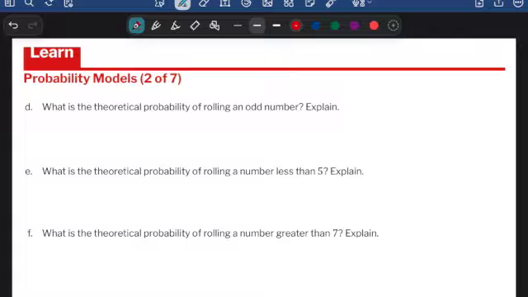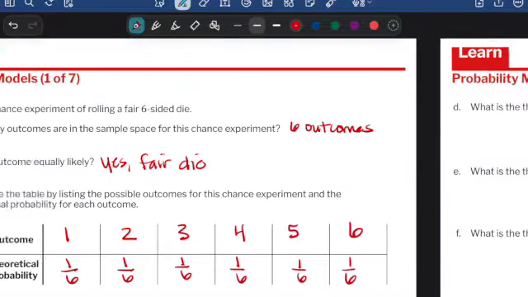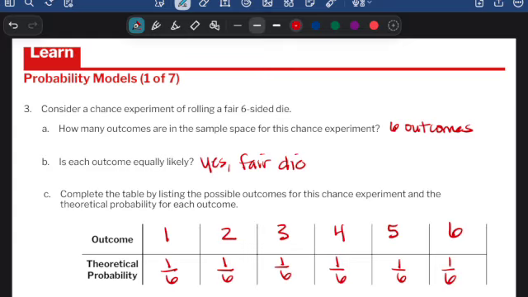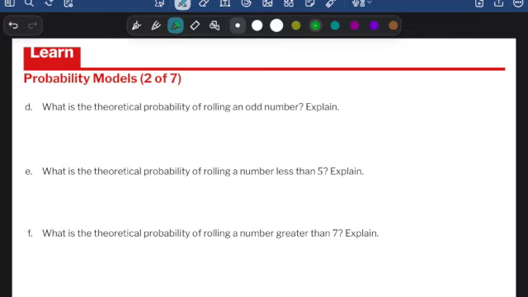What is the theoretical probability of rolling an odd number? So let's look back at our model. The odd numbers are 1, 3, and 5. 3 out of the total 6 outcomes are odd. So that means we have a 3 out of 6 chance, or a 50% chance, of rolling an odd number. We could roll a 1, a 3, or a 5, and that would give us the result of an odd number.